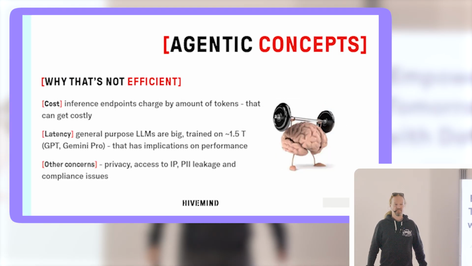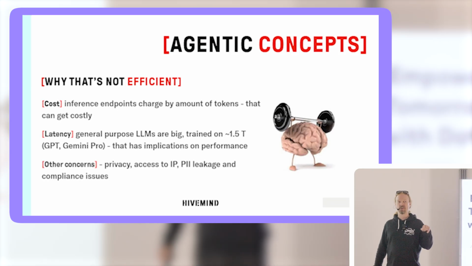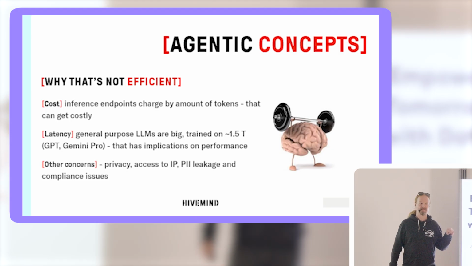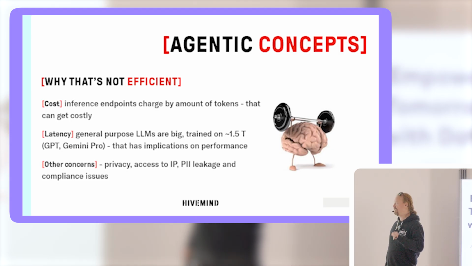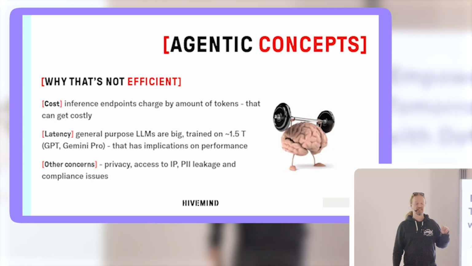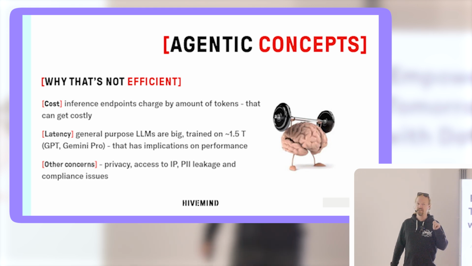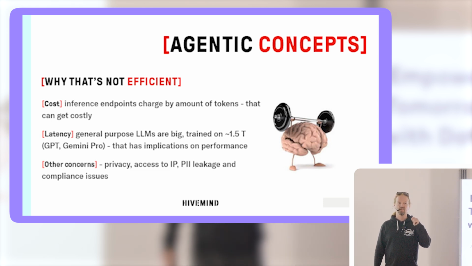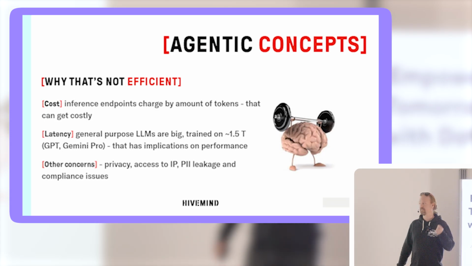That's not very efficient. Why? First of all, it's very expensive. The bigger the model you use, the more expensive it gets because you're charged by the token. That's really, really impressively expensive when that scales out. The second problem is latency, right? Especially if you're using the larger models, it takes a while until they compute and you get a response. And sometimes it times out.